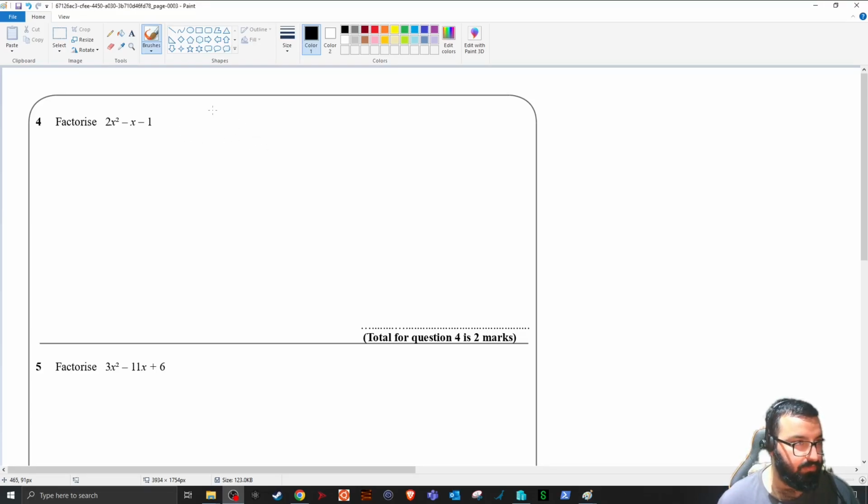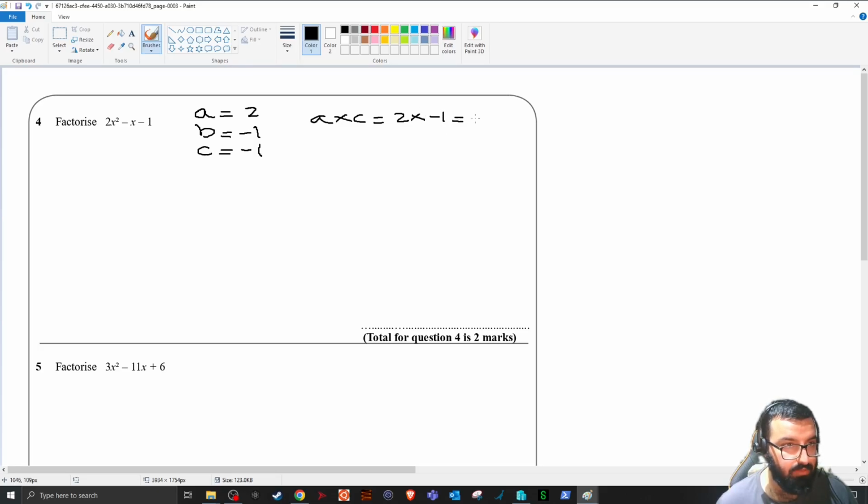So the first thing for us to do, of course, is to write down what A is, what B is, and what C is. A is 2, B is minus 1, because you have to factor in the negative sign. So it's, of course, as I've said earlier, minus x is the same thing as saying minus 1x. So B is minus 1, and C is also minus 1 as well. So we're going to multiply A by C, so A times C equals 2 times minus 1, which equals minus 2.